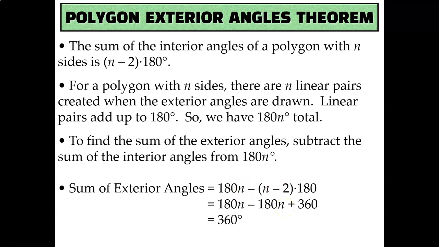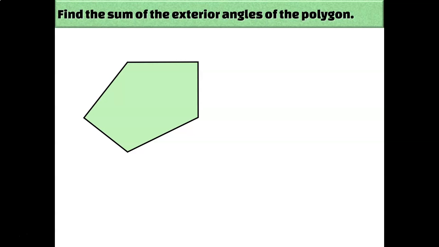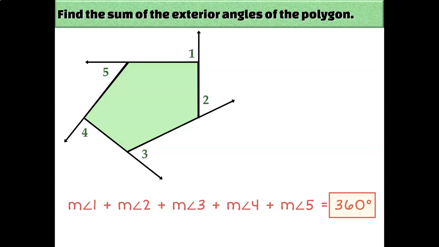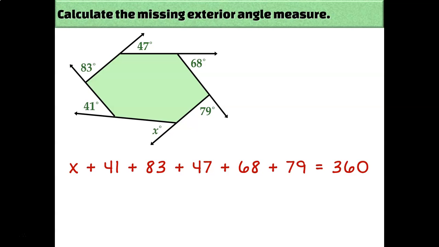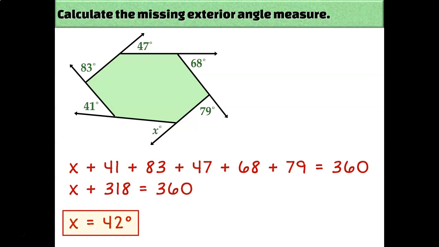Pretty cool, huh? So basically what that says is, no matter what shape I give you, here's a pentagon, you could draw all of your exterior angle measurements and add all of them up, and you know it's going to equal 360. So if you wanted to figure out a missing angle measurement, you know you can just add up all of those angles and set it equal to 360. So that missing angle measure would have to be 42 degrees.